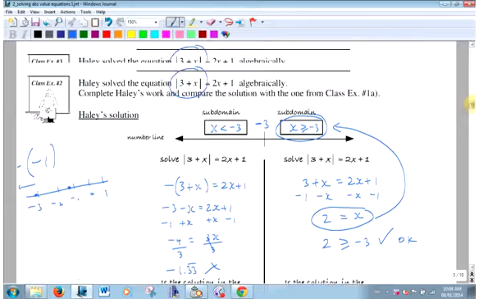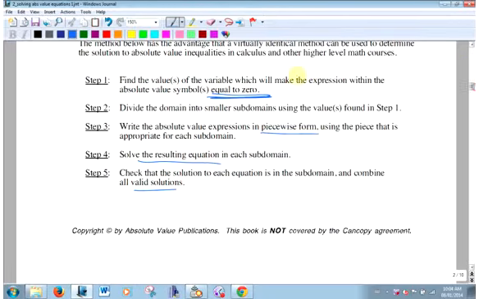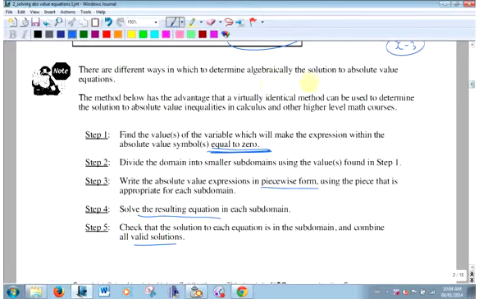Okay. So, let me repeat that. Here's the strategy the book says, and let's read this. Blah, blah, blah. The method below has the advantage that a virtually identical method can be used to solve other absolute value inequalities in calculus, i.e. TRU, and other high-level math courses, i.e. TRU.